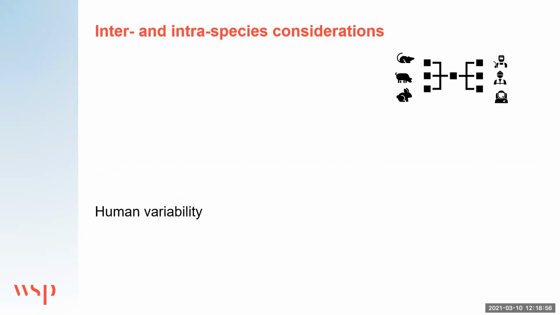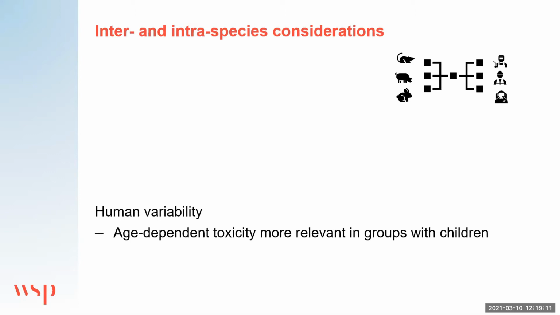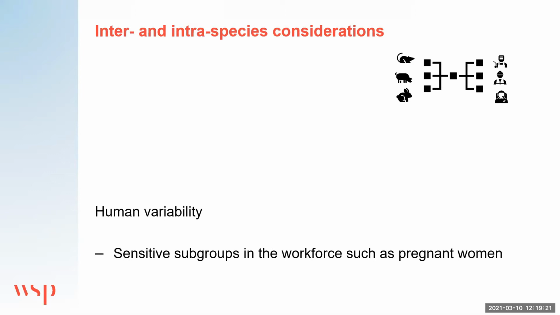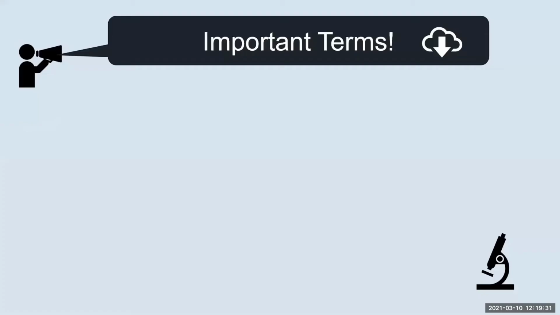There's also human variability. Toxicity is often, for some compounds, age dependent. The younger and more immature the person, the more different the response is from that of an adult. So in regards to the workplace exposure standards, we're not dealing with children, because the group are working adults, but there are also sensitive subgroups in the workforce, such as pregnant women. So there are some considerations when looking at the data.